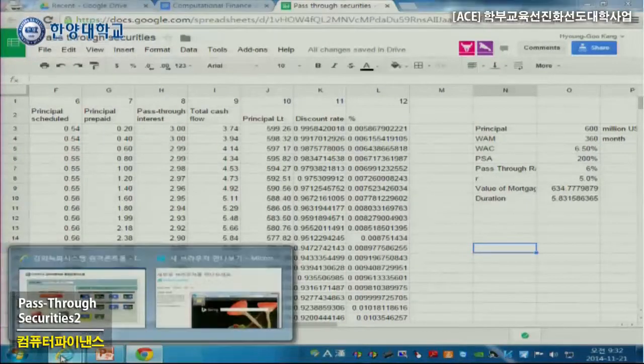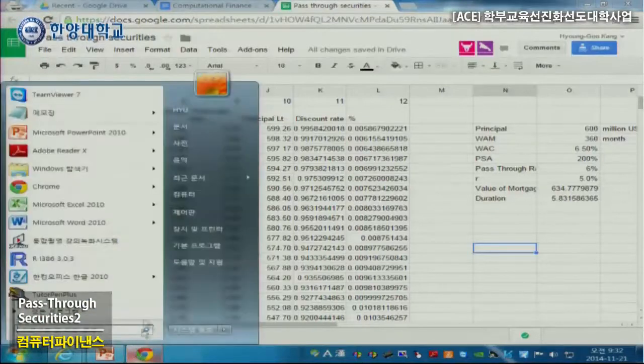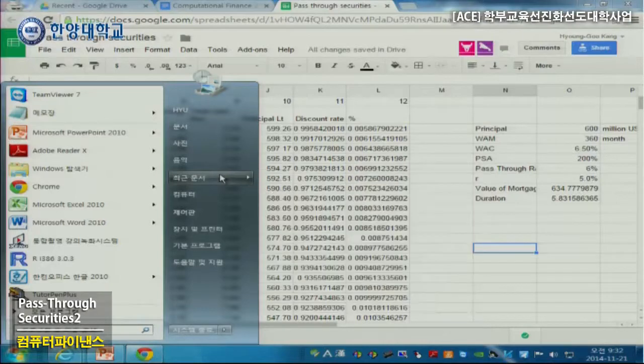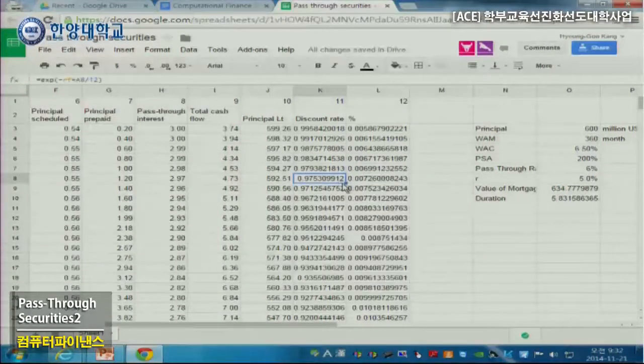I didn't save last week's file. Actually, I should have saved it, but unfortunately, I didn't. Anyway, let's write down the code together.